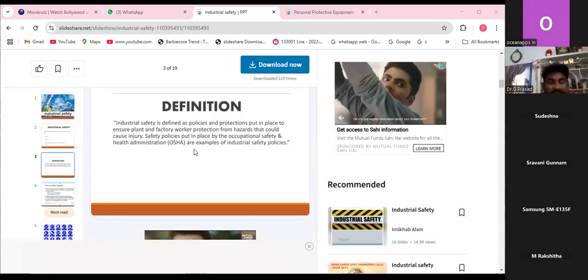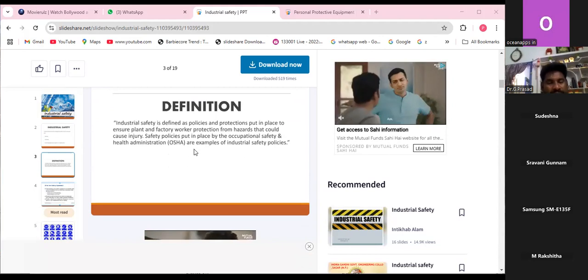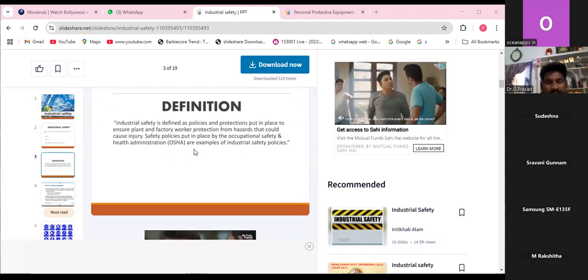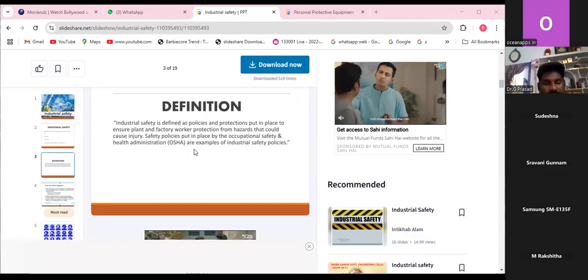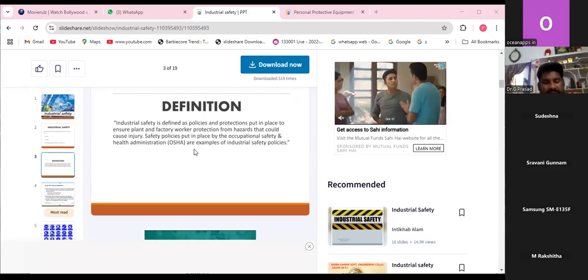So what is the definition of industrial safety? Industrial safety is defined as policies and protections put in place to ensure plant and factory worker protection from the hazards that could cause injury. Safety policies are put in place by the Occupational Safety and Health Administration. So that is called safety policies.